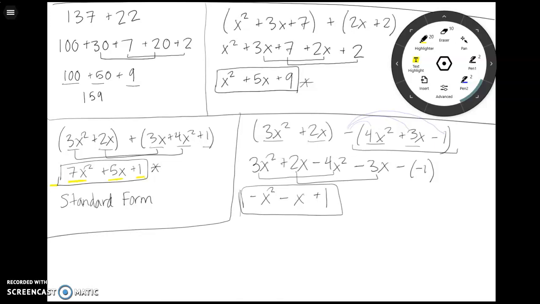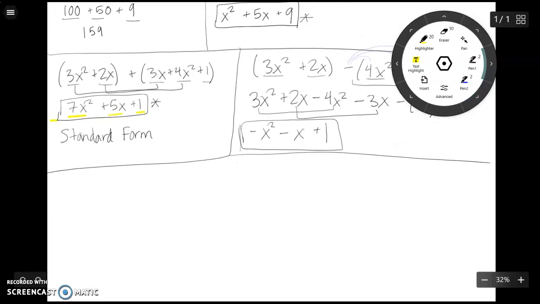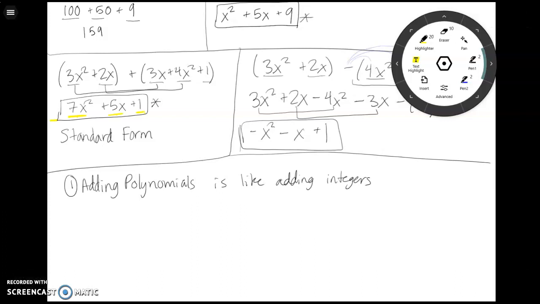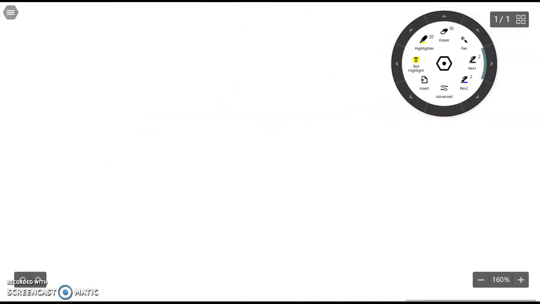So let's write out a few things, to make sure we have written down the important components of adding and subtracting. One, adding polynomials is like adding integers. You're combining like terms, and another important way that it's similar is that when you add two integers together, you get an integer.